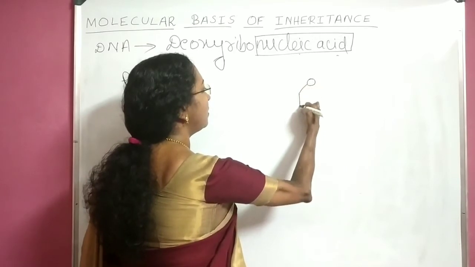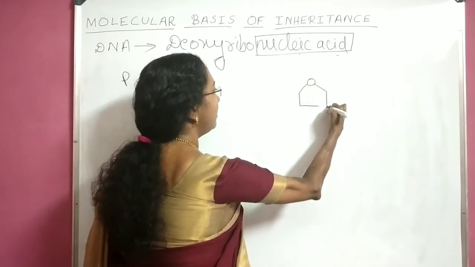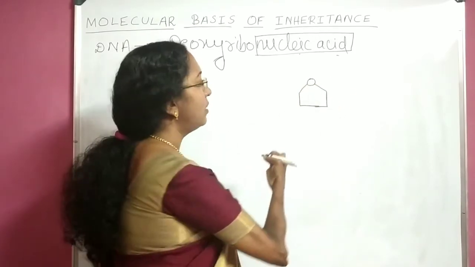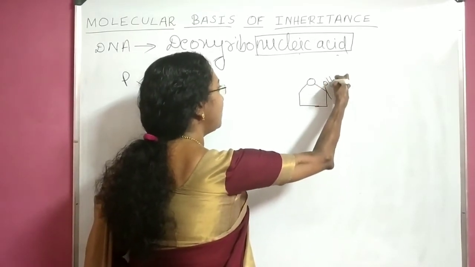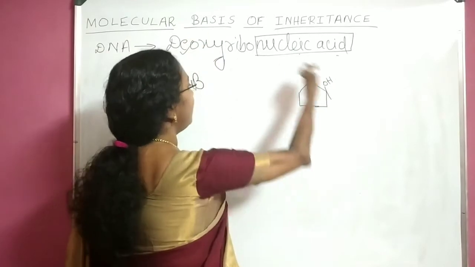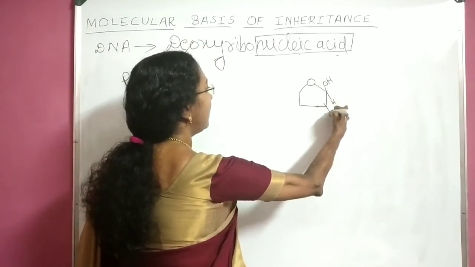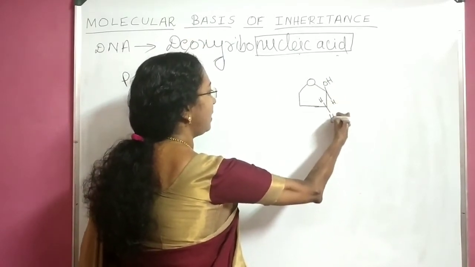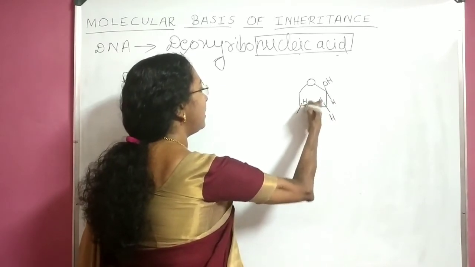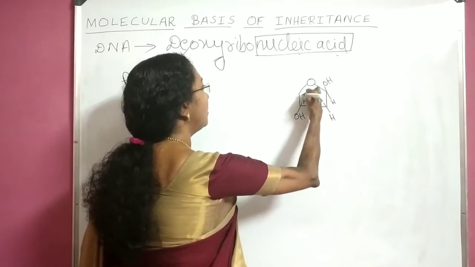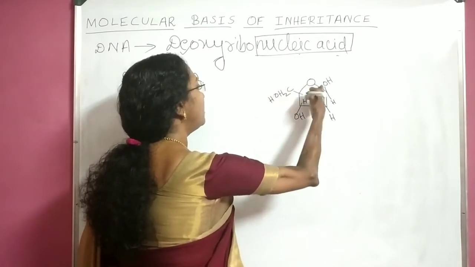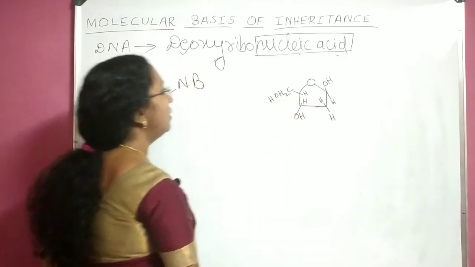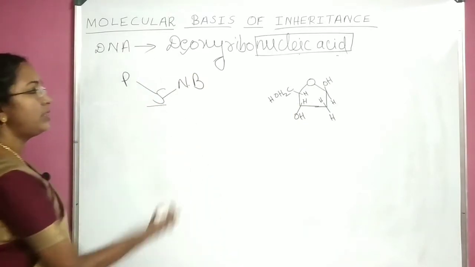Pentose sugar, we have seen like this. Here I told you it is beta pentose. We are dealing with deoxyribose, so it is H, H here at the second carbon. Here it is H, OH, no doubt. Here it is CH2OH, one H over here. So the sugar I have written.